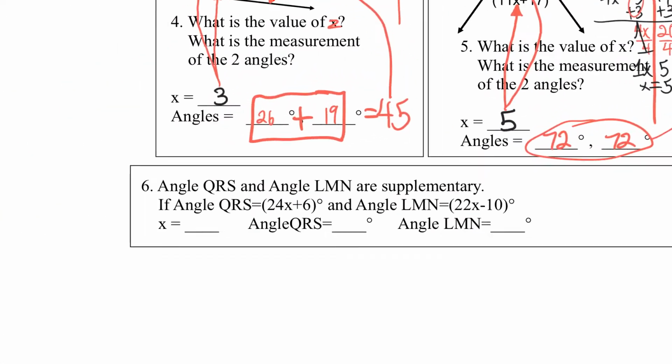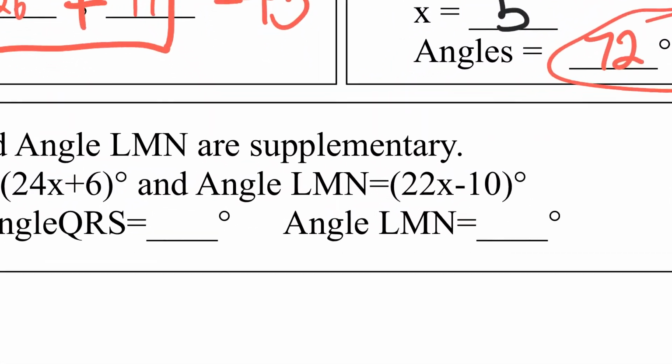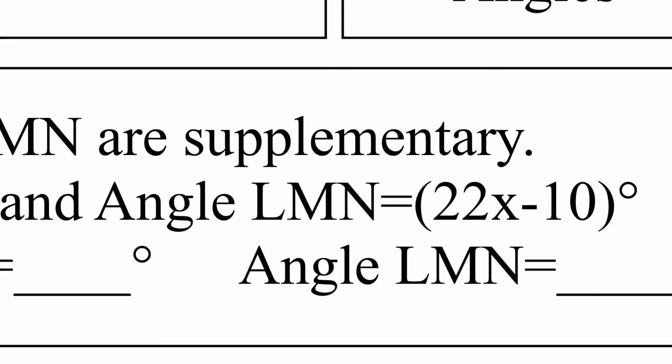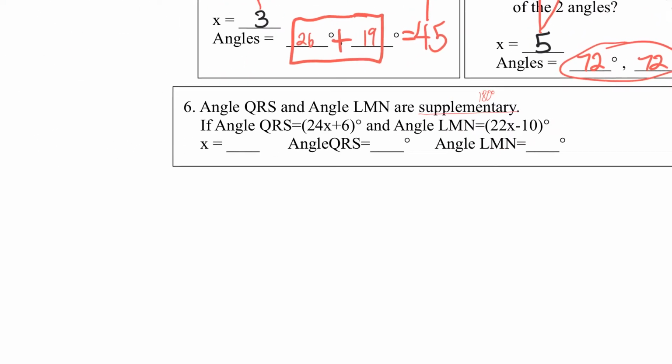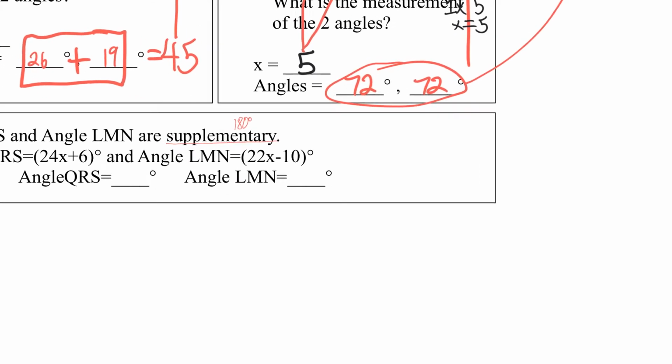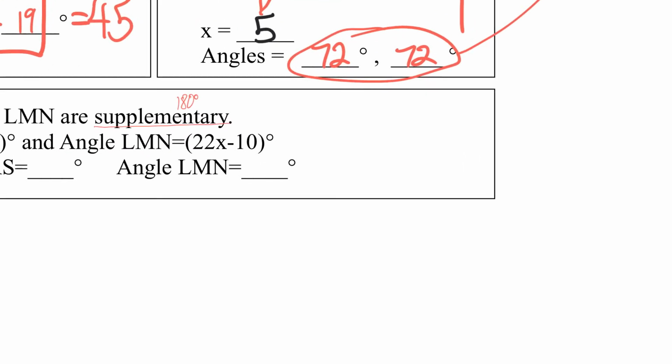Okay, then on the last one, it says that these two angles are what? And what does that mean? Okay, that means they add up to 180 degrees. Okay, and so there's probably not a lot of room to work. I'm going to have to write real small, but it's going to be 24x plus 6 plus 22x minus 10 equals 180.